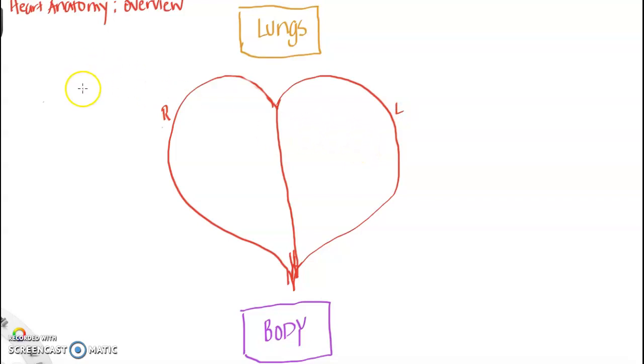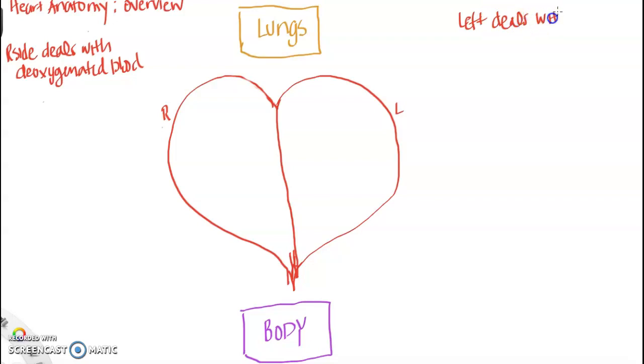And the right side of the heart deals with deoxygenated blood. And the left side deals with oxygenated blood. So we have a right side and a left side.